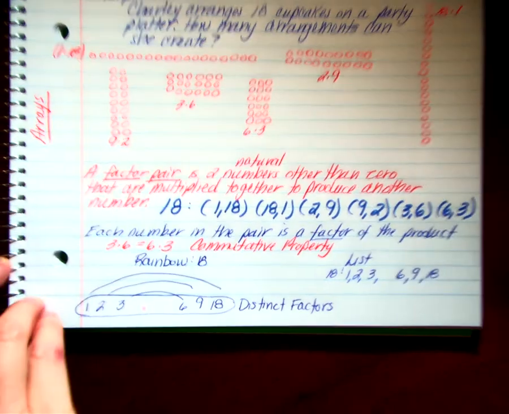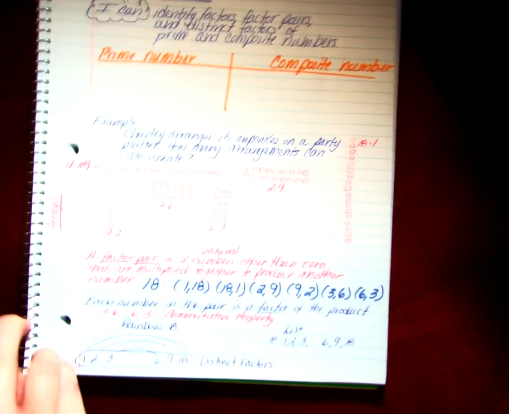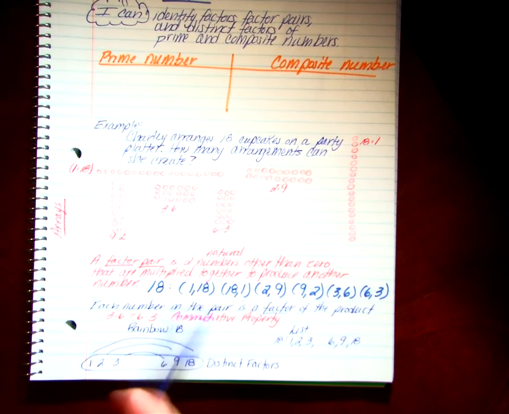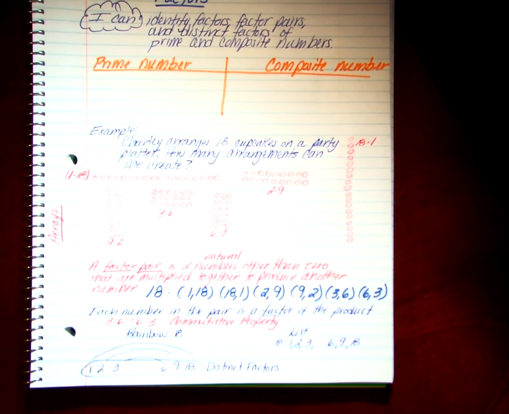Now, how does this all deal with prime and composite? Some of these factors are prime and some of them are composite. In this example, what number are we sure is composite? 18. 18 has multiple factors. We just proved it because we did all this work. We drew all these arrays.